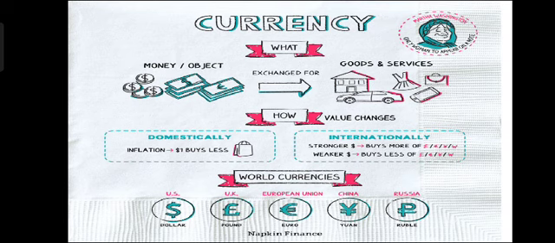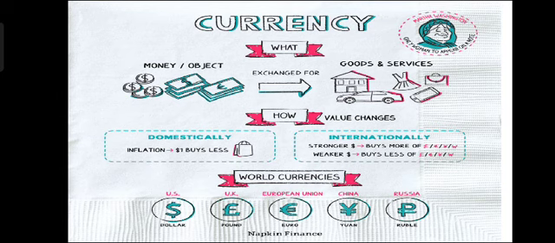First, what is a currency? Currency may be money or an object. It can be exchanged for goods and services. And how does the value change? It changes in two ways: domestically and internationally.